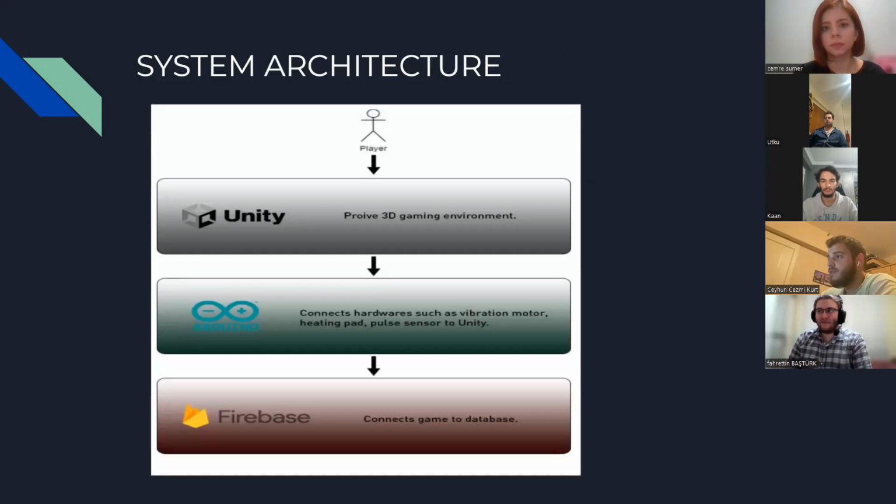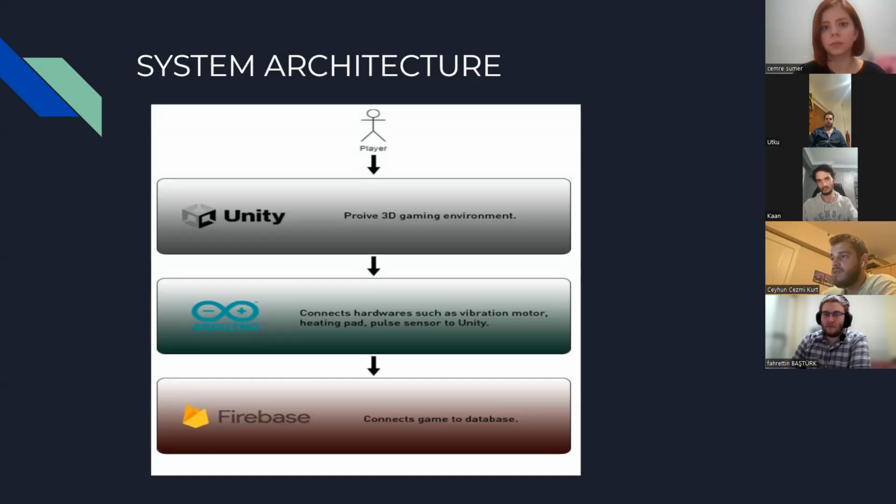The simulation system is structured into three main components: Unity, Arduino, and Firebase. Unity provides the primary game functions to the user, while Arduino facilitates hardware operation based on the game data and sends data back to the game in response to hardware input. Firebase is employed to store the data transmitted from the game in the database.